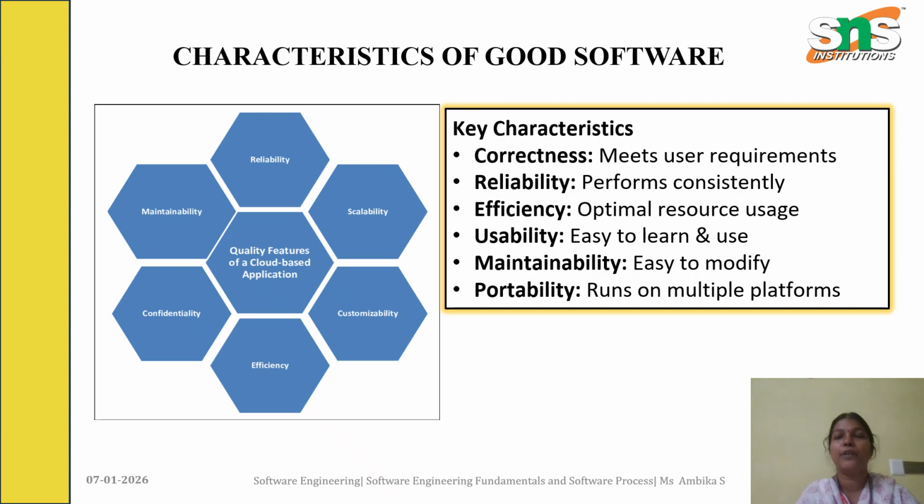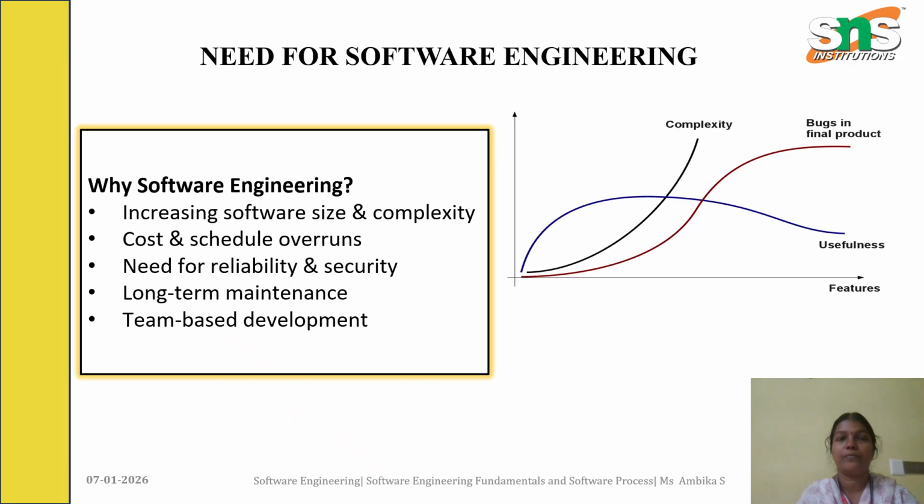Characteristics of good software. Correctness, that is, it meets the user requirements. Reliability, that is, it should run without any errors, at least for a specific period of time. Efficiency, which includes optimal resource usage. Usability, it should be easy to learn and to use. Maintainability, that is, if any changes have to be made, it should be maintainable. Portability, that is, the software should run on multiple platforms.